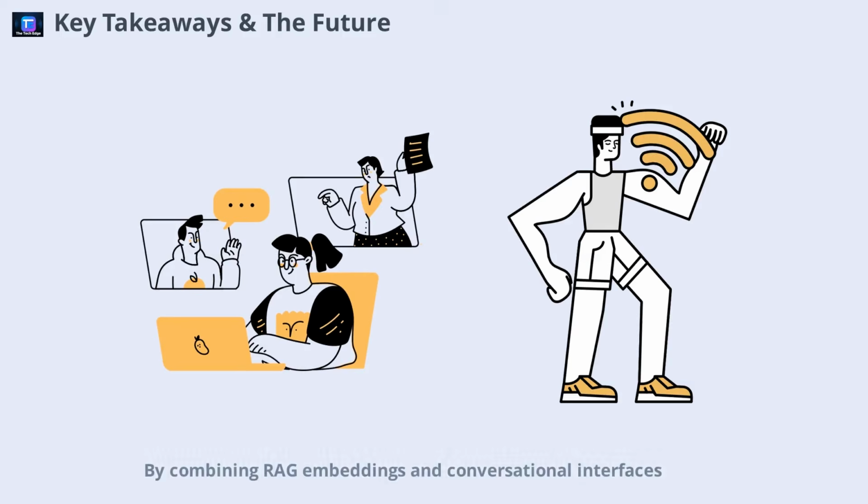By combining RAG, embeddings, and conversational interfaces, you've built a system that democratizes access to data. Anyone can now ask complex questions and get instant answers without writing a single line of SQL. This modular, scalable architecture is production-ready and adaptable to evolving business needs. As AI continues to advance, tools like this will make data-driven decision-making faster, easier, and more inclusive than ever before.